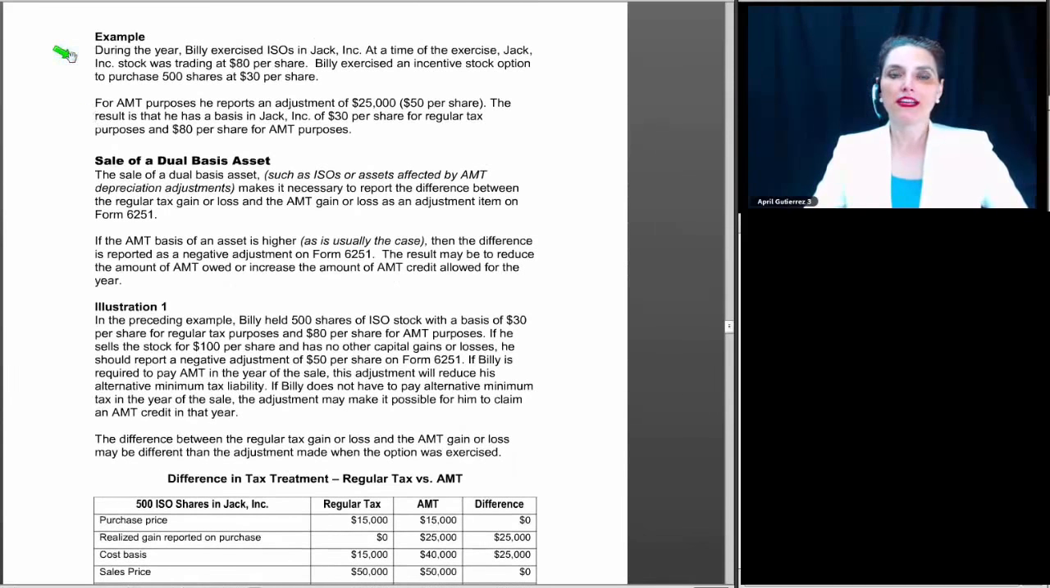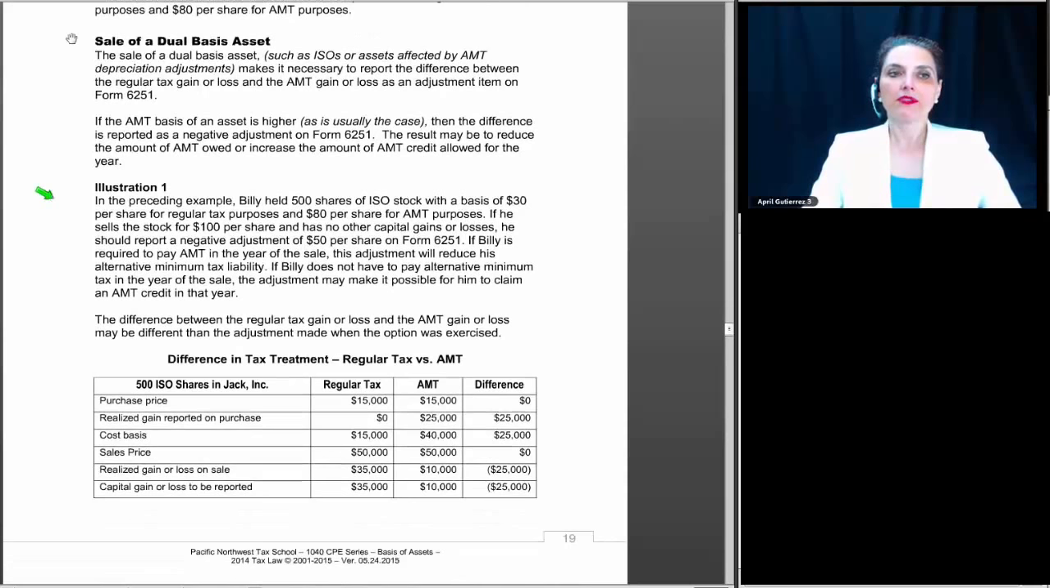During the year, Billy exercised ISOs in Jack Inc. And at the time of the exercise, Jack Inc. stock was trading for $80 per share. Billy exercised an incentive stock option to purchase 500 shares at $30 per share. For AMT purposes, he reports an adjustment of $25,000, or $50 per share. The result is that he has a basis in Jack Inc. of $30 per share for regular purposes and $80 a share for AMT purposes.